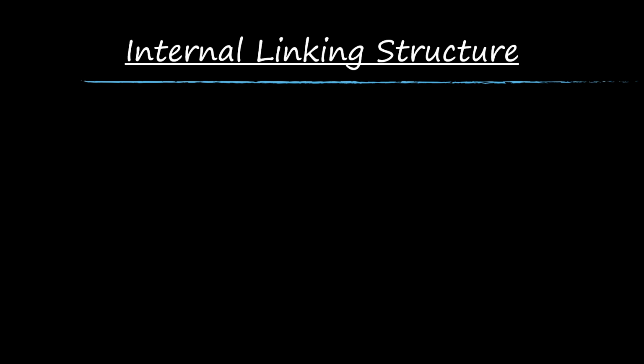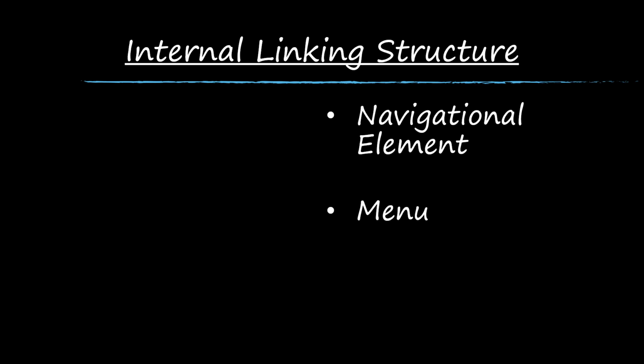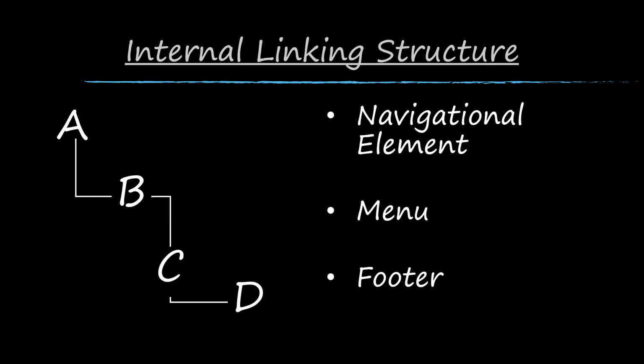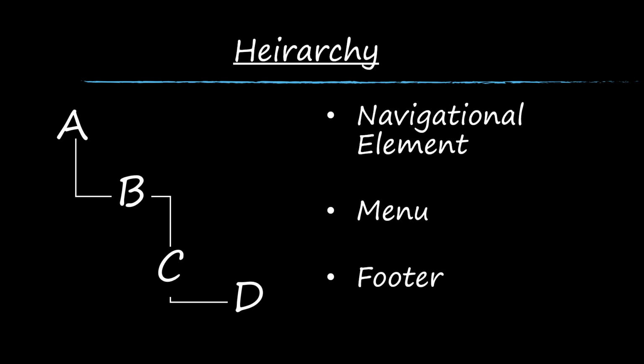Of course, this is a very simplistic example. Most websites will have at least some navigation elements such as a menu or a footer, which allows a crawler to find more pages. But it's not just more pages that we are concerned about, it's the right pages. We want to make sure that page A links to page B, which then links to page C, then D in that specific hierarchy.